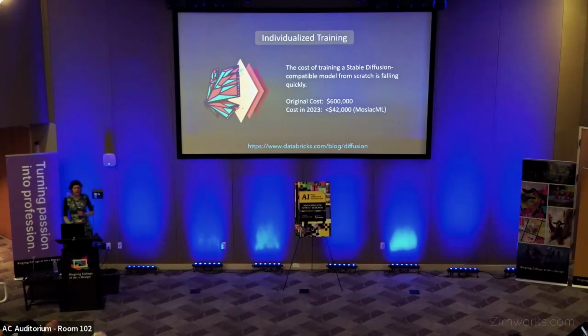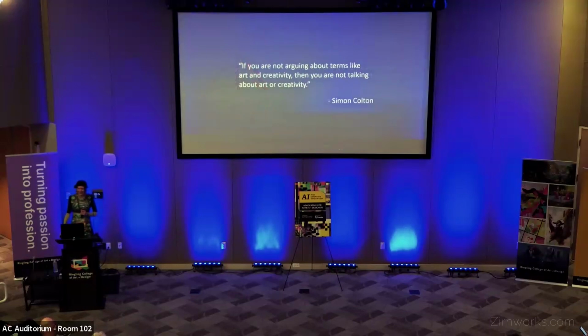In just about a year, the cost went from 600,000 to 42,000 to train on the same data that Stable Diffusion originally trained on. Stable Diffusion made headlines when they trained because of how cheap that was, because it used to be millions of dollars. So the cost is dramatically coming down. There are a lot of tricks and shortcuts that you can use in the training process. That's some of my thoughts on the data. I have a lot, so talk to me tomorrow when I'm doing the demo to get more into this. But I will end with this quote: if you're not arguing about terms like art and creativity, then you're not talking about art or creativity.